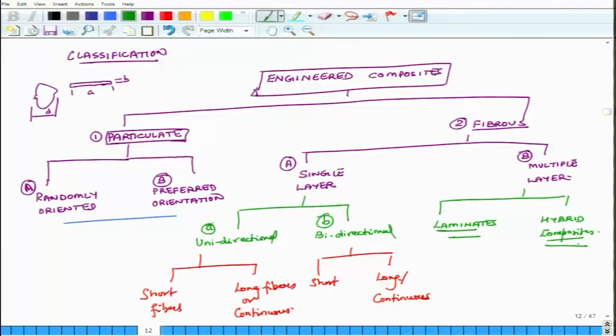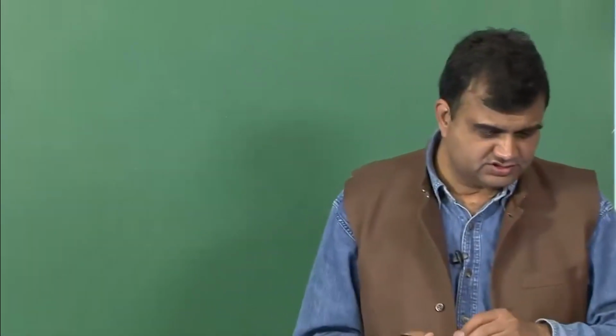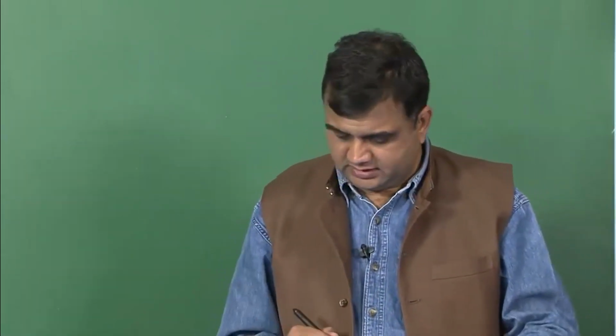And hybrid composites, things become even more complicated. So, here in a laminate, the fibers are only in the plane of each layer. So, fibers may be running like this, or they may be running like this, or both. But in hybrids, the fibers may also be running in the thickness direction. So, these are more complicated structures. So, there may be hybrids like these. Okay. So, this is the overall classification of composite materials.